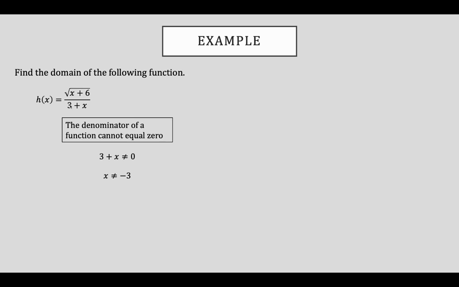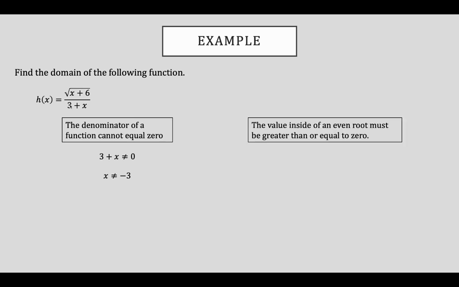Now, let's look at our second rule. The value inside of an even root must be greater than or equal to 0. Well, what's inside of our square root here? The value inside of our square root is x plus 6. And what has to be true about x plus 6? It must be greater than or equal to 0. Solving for x gives us x is greater than or equal to negative 6.